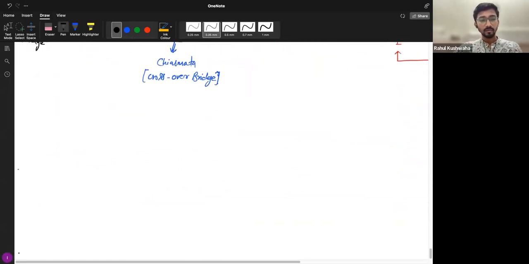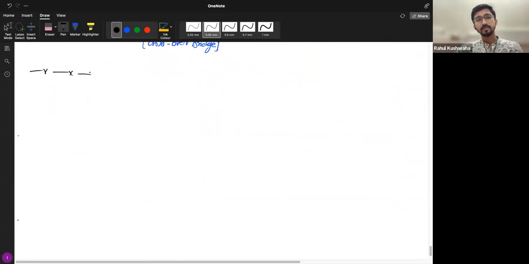Okay, 1 second. I'm doing this exercise because I want to explain something which is in your NCERT, which is present there in a very, very complicated manner, but it's not that complicated actually.